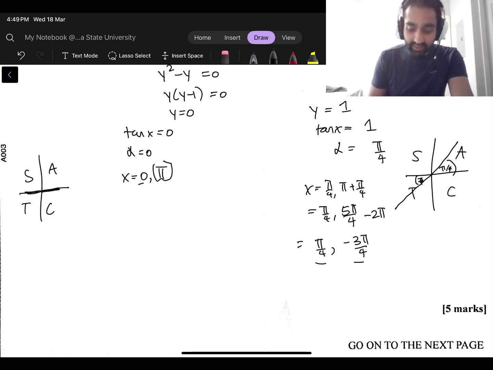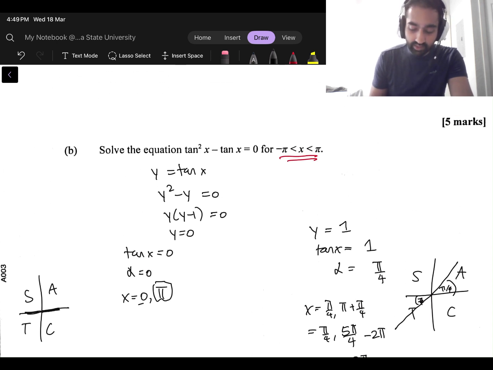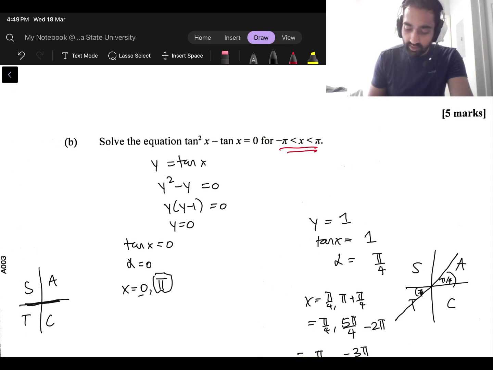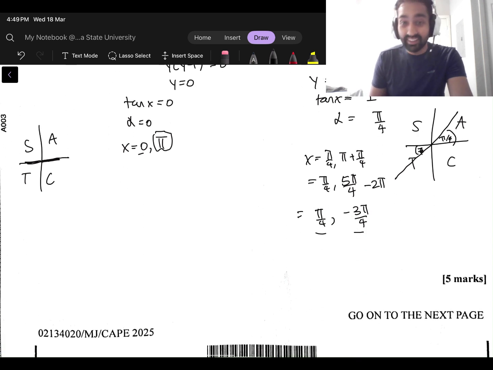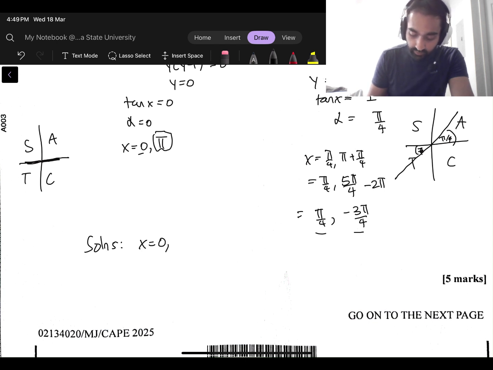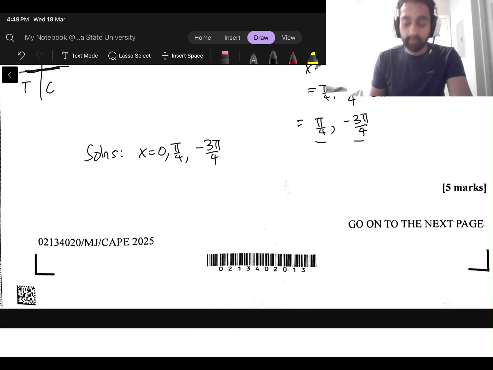The last thing to realize is that pi is not actually a solution because they said not less than or equal to. It has to be less than. So you have to actually throw that away. So the solutions are just x equals 0, pi over 4, and then minus 3 pi over 4 in that particular range.